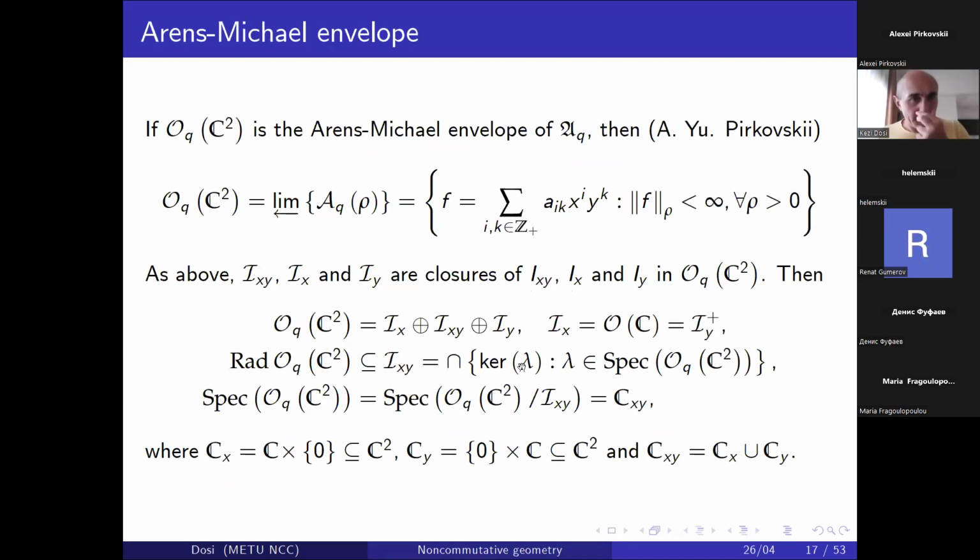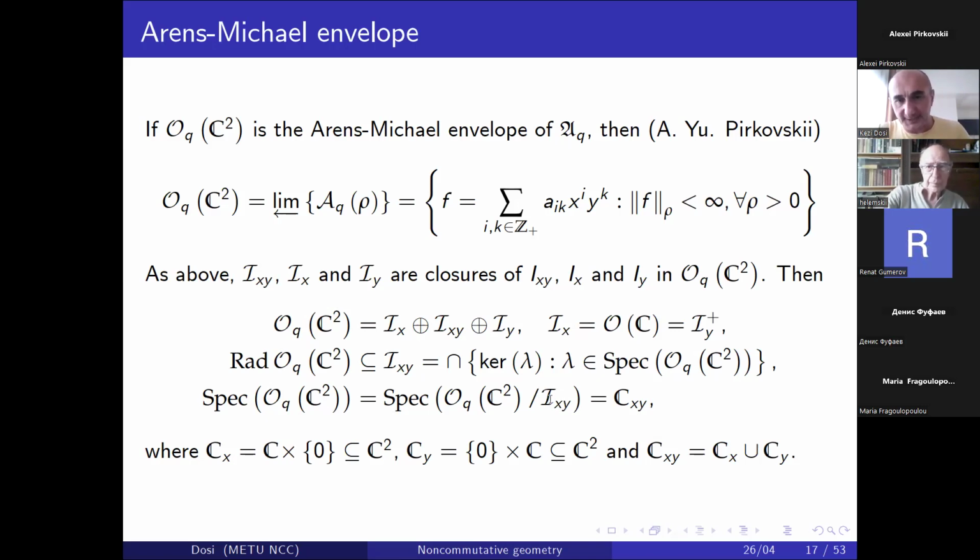So the Arens-Michael envelope is the inverse limit of these algebras. I said something about it, right? By passing to the inverse limit, you can easily get this decomposition again for the Arens-Michael envelope. So this is a unital subalgebra. This is non-unital, a two-sided ideal, with the Jacobson radical inside of this ideal, which is now the intersection of all continuous characters. So for continuous characters, you can kill this ideal, right?